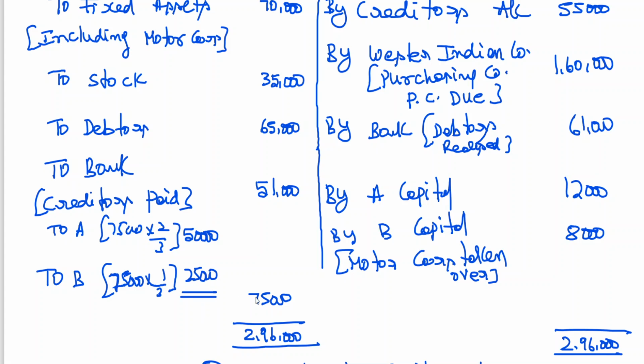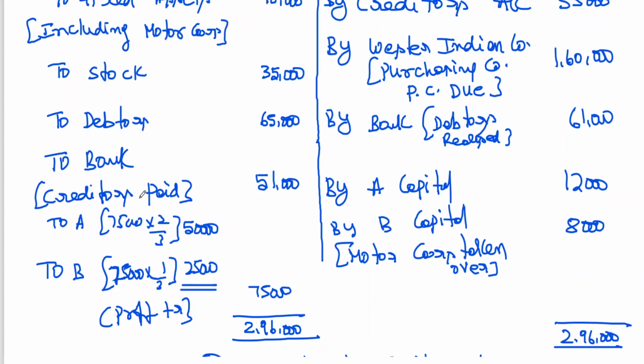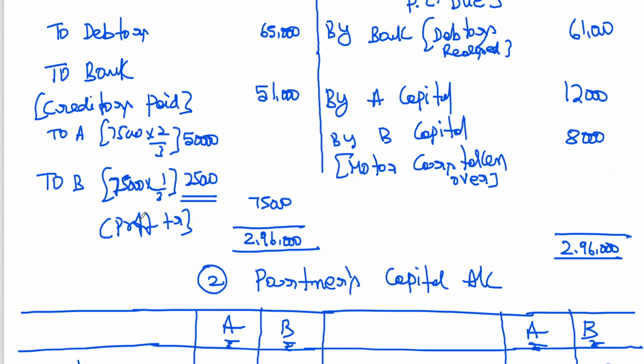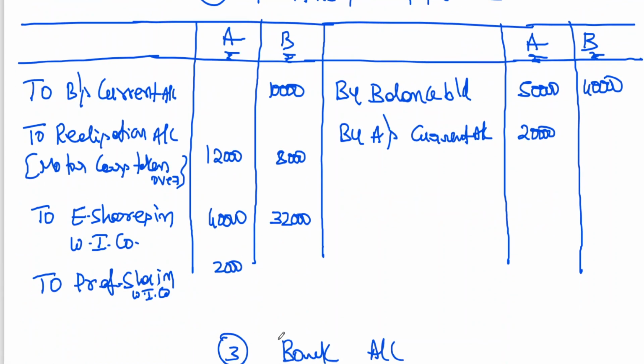25,000, it is coming to 75,000. This is profit transferred. So the remaining is the same as with partners. The only extra is that for the purchasing company account you have to open equity shares and preference shares. The entire problem is the same.